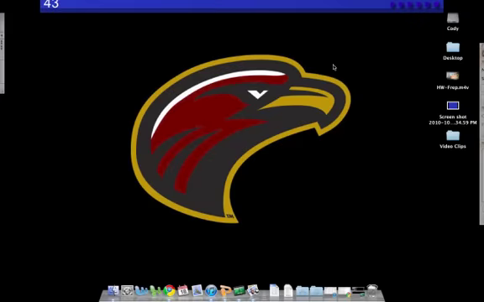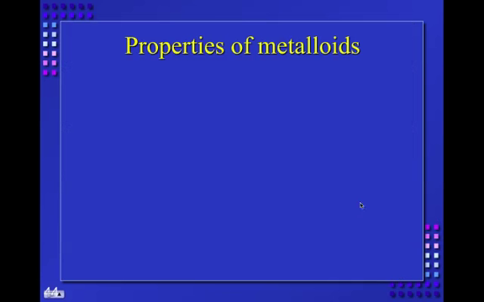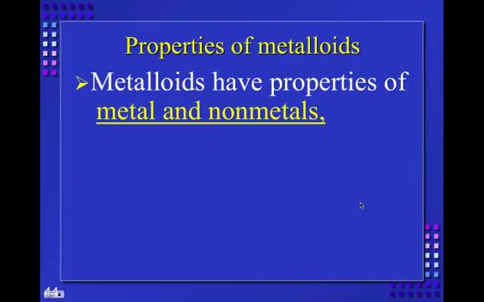Here are some examples of nonmetals. Sulfur, chlorine gas, and this is iodine, and this iodine is actually subliming. If you remember from the last video, we talked about sublimation. It's actually subliming.